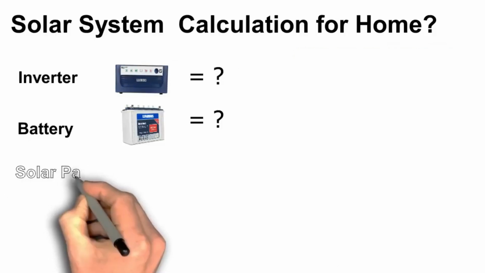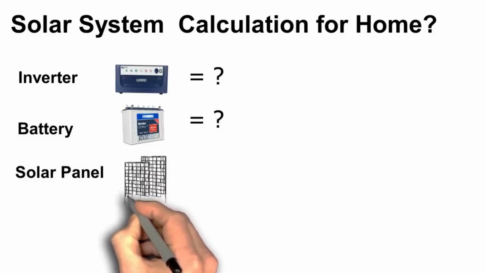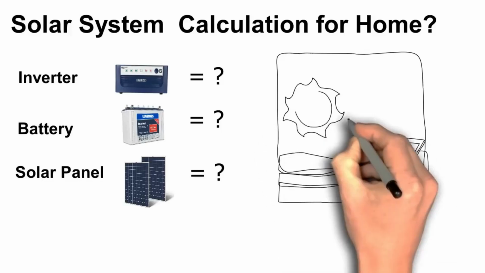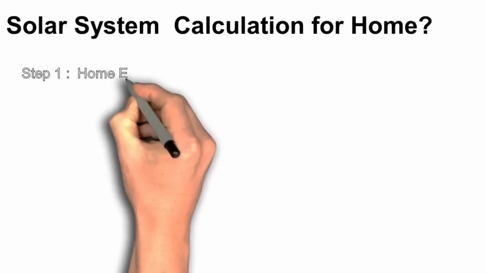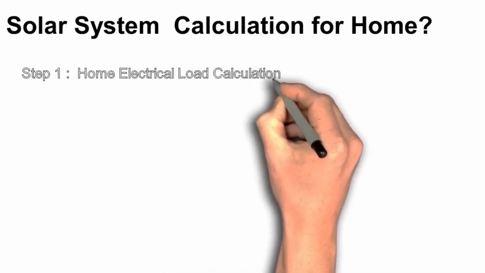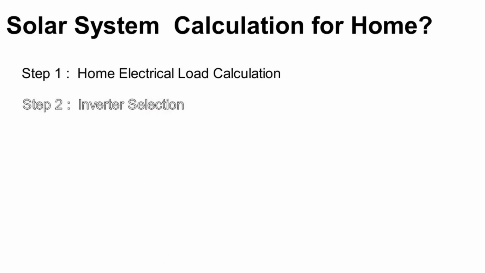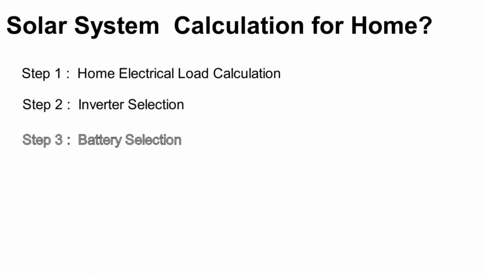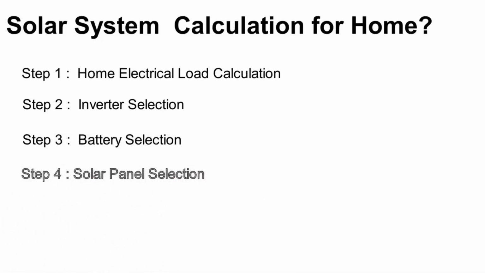Let's start with inverter selection. The inverter is one of the most crucial components of your solar system. It converts the DC power generated by the solar panels into AC power, which is used by your household appliances. The first thing you need to do is calculate your home's energy load. You should know the total wattage of all the appliances you plan to run using solar energy at the same time. For instance, the air conditioner, fridge, fans, lights, and any other devices that will run simultaneously.